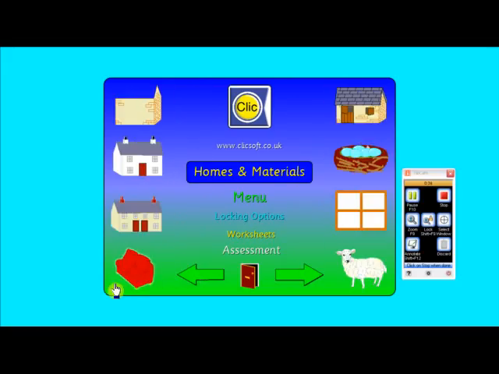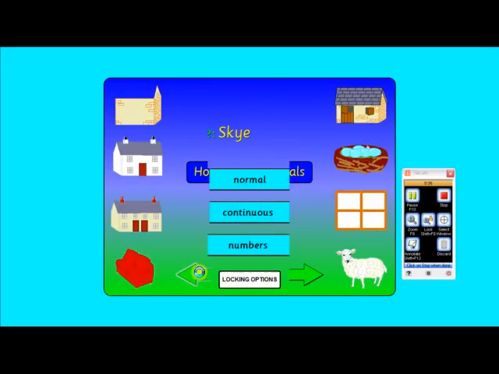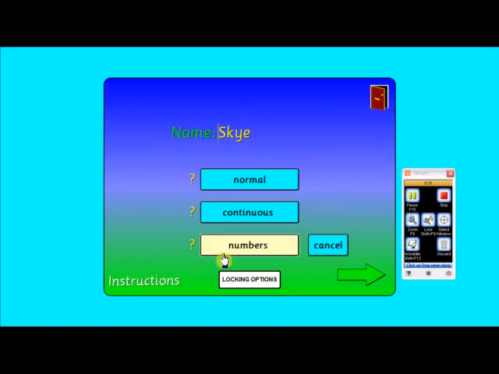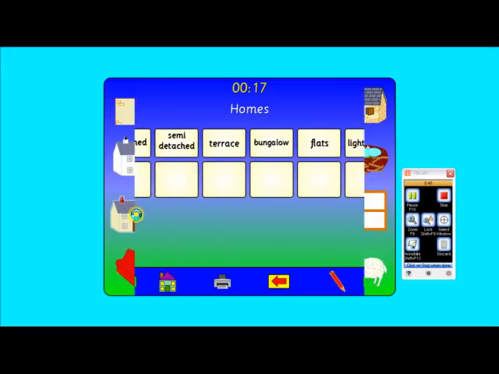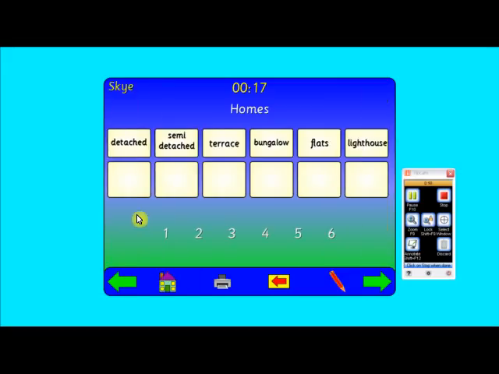Now before we go any further, I want to take you one step backwards to show you that I've chosen the numbers option rather than the normal default, and I'll explain why in a moment. We'll go through now and choose this activity. The numbers down at the bottom.